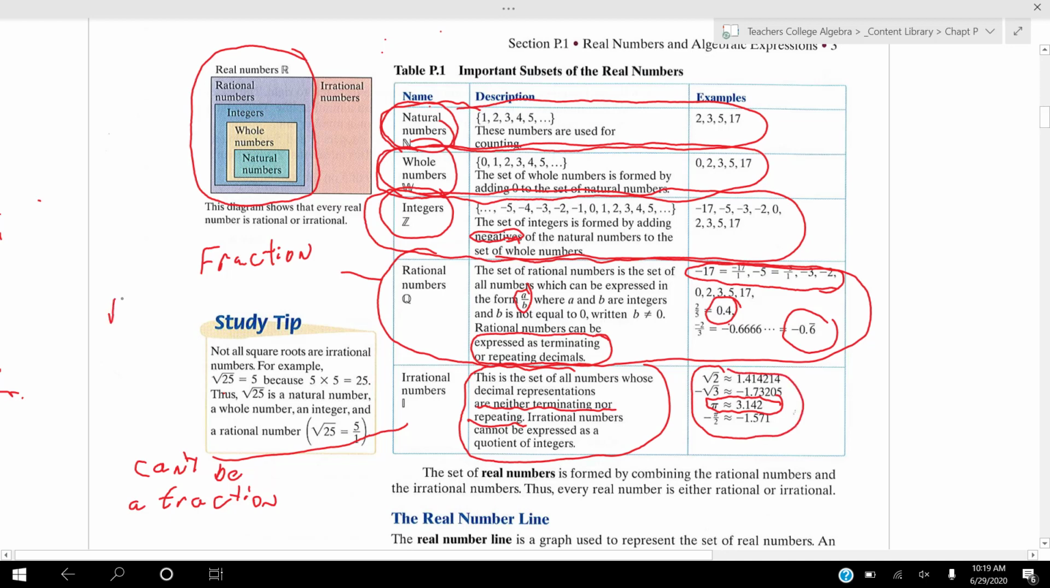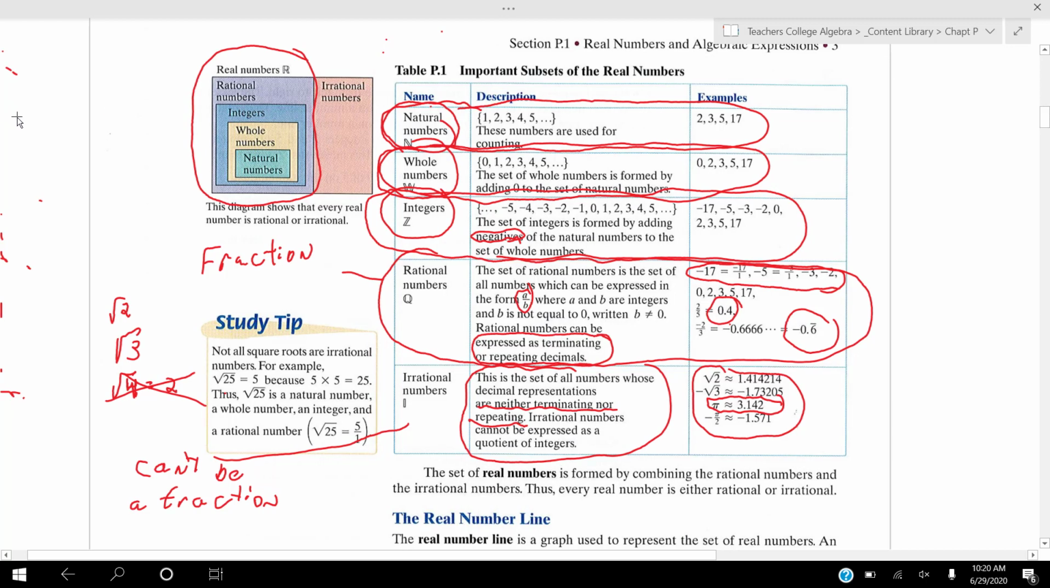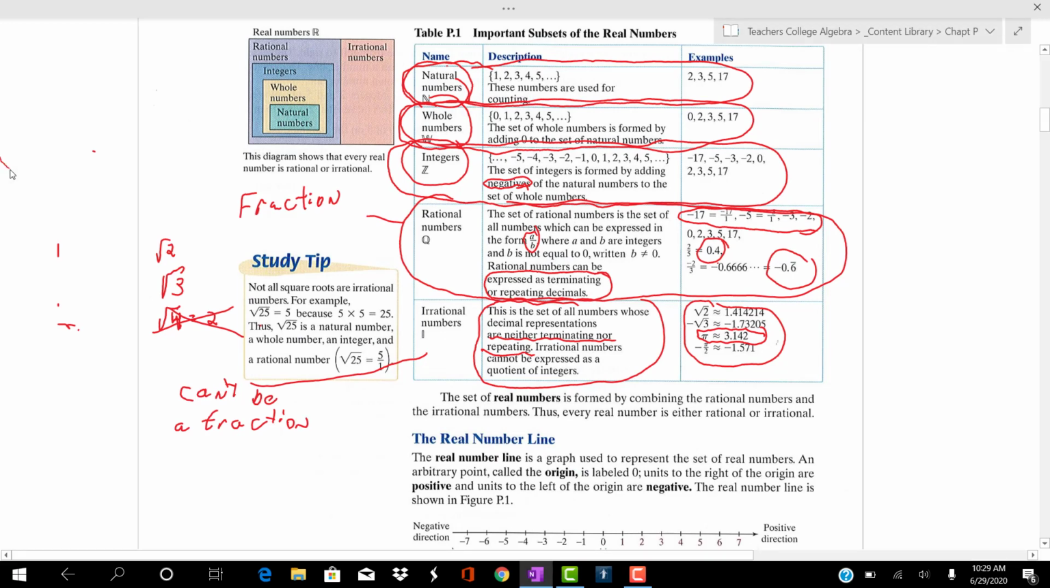So you're looking at stuff like the square root of 2 and the square root of 3. But notice the square root of 4 is not in this list because the square root of 4 equals 2, which falls in that other list. Then of course you have the square root of 5. You're going to notice this also includes the square root of 5, the square root of 6, the square root of 7.